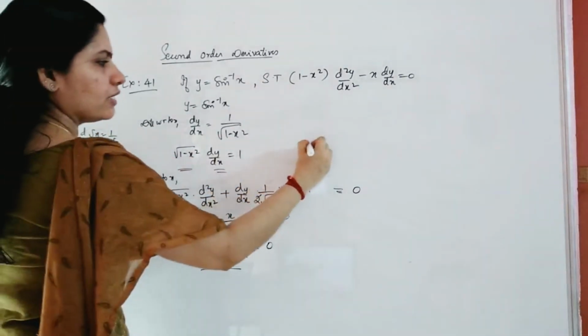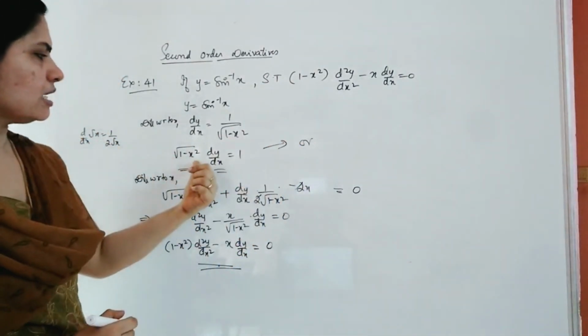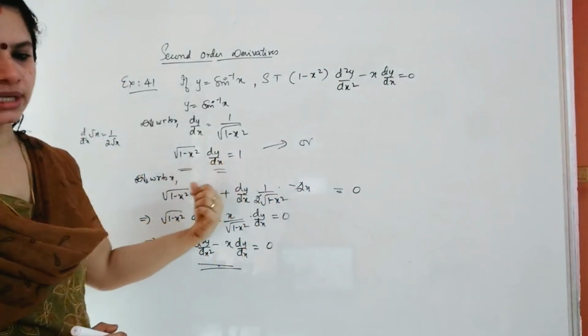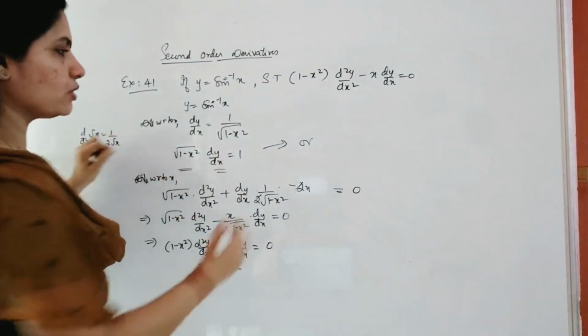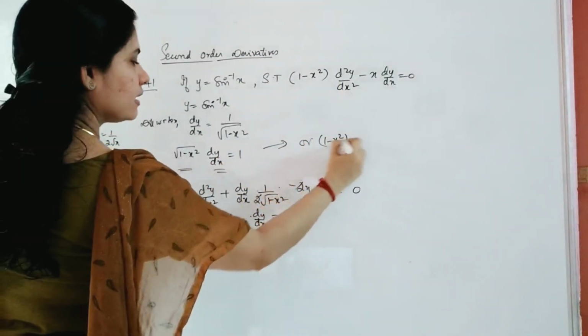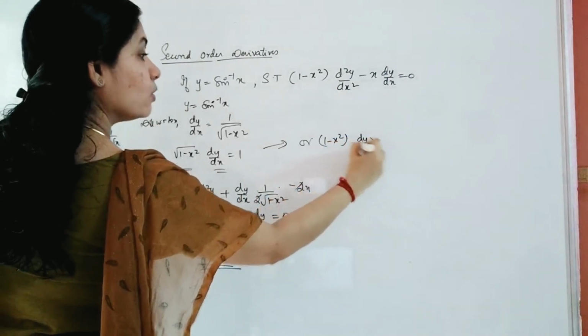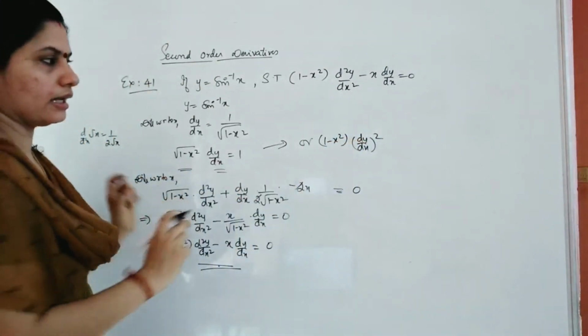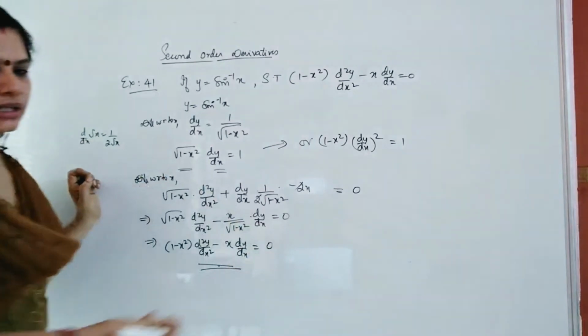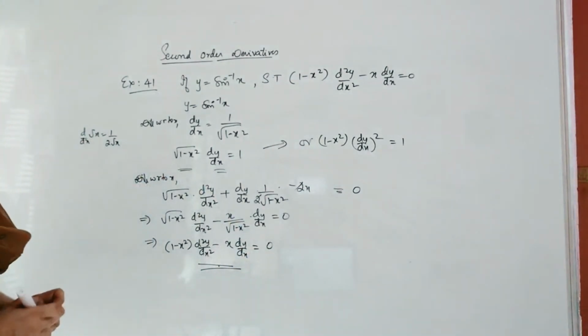Here one more thing is there, if you want you can just remove this root, that is the OR case. If you want you can apply that method also, where you can just square both sides and then differentiate. Square both sides means this will become 1 minus x square into dy by dx the whole square, not the second derivative, is equal to 1, which will be 1 itself after squaring also. Then you can differentiate. Okay, that is another method.